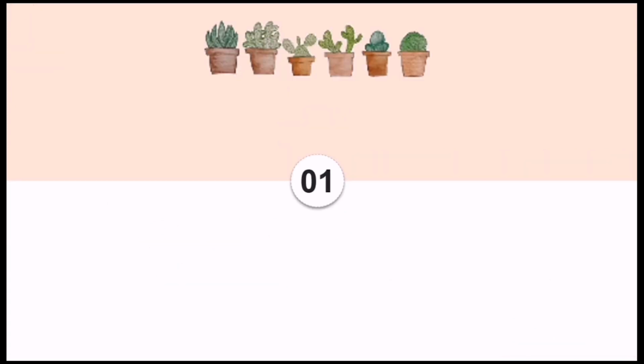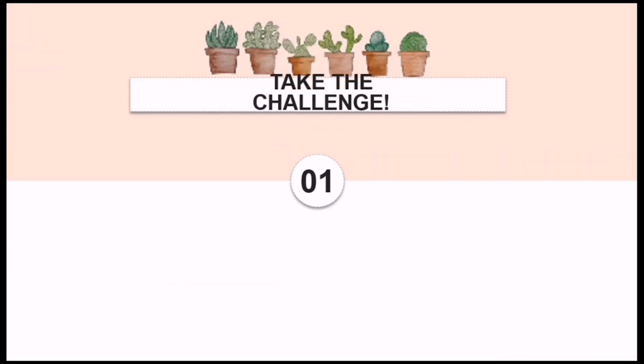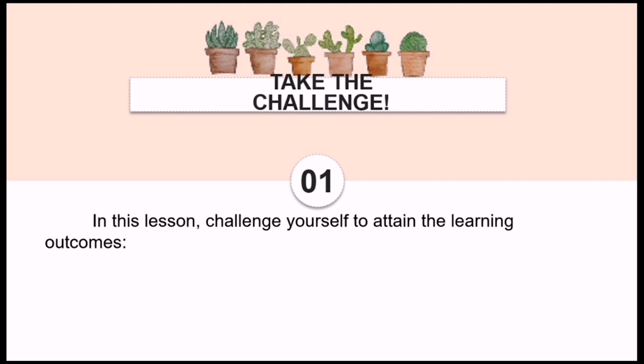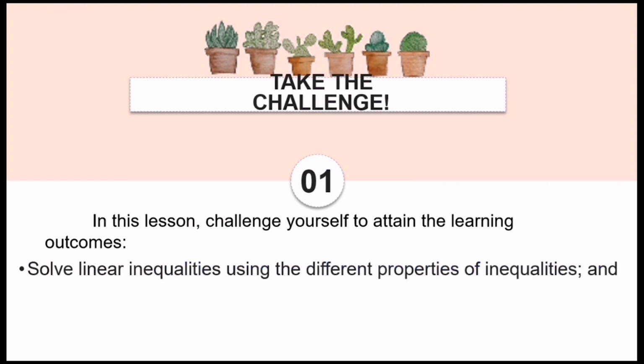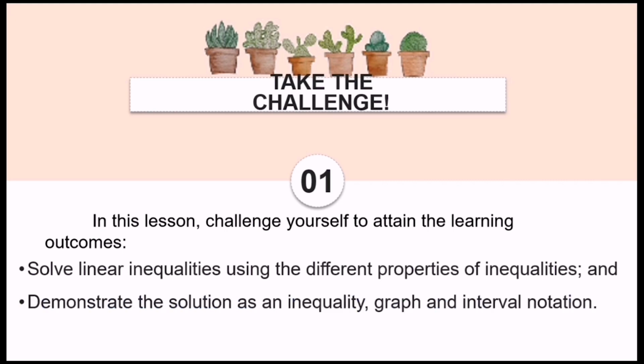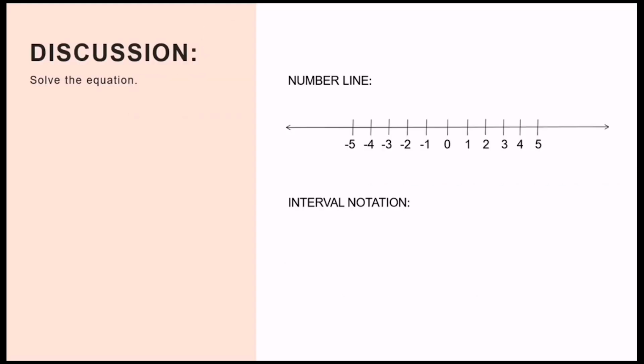So these are our objectives. Take the challenge. In this lesson, challenge yourself to attain the learning outcomes. First is to solve linear inequalities using the different properties of inequalities, and second is to demonstrate the solution as inequality, graph, and interval notation. For our discussion, we will solve each inequality. Example number 1. X minus 4 is less than negative 6.